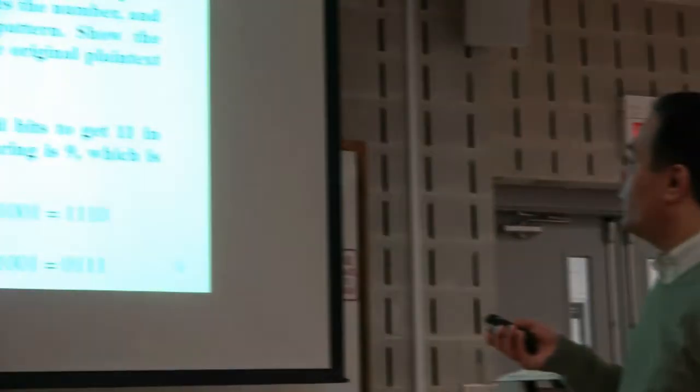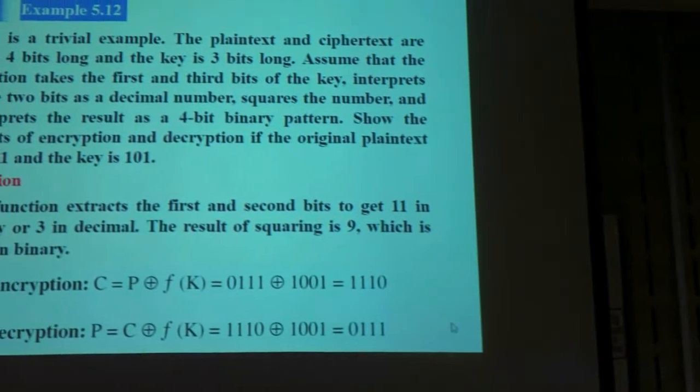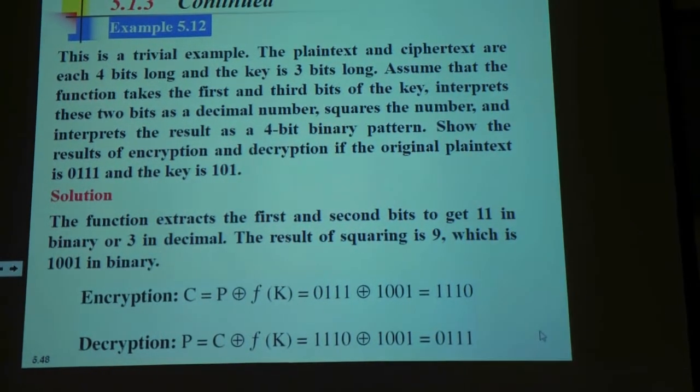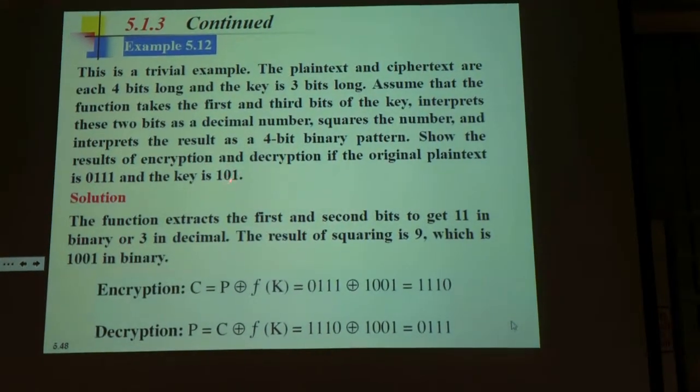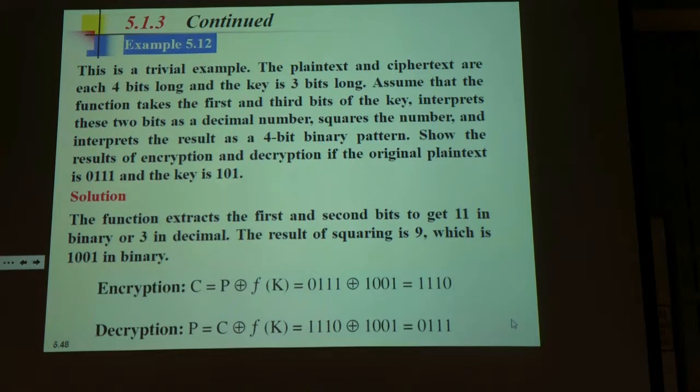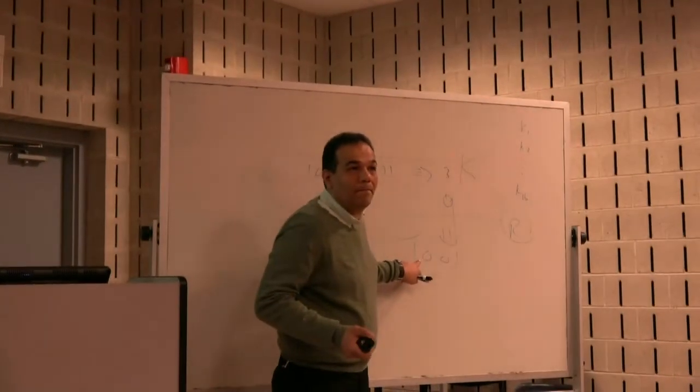Show the results of the encryption and decryption if the original plain text is 0111 and the key is 011. Very simple. So 011, it will be 3 squared, 9, which is 1001. So that's what we did actually. So plain text 0111, that's given to us somewhere here, and then 1001 is what we got in here. The function, right? XOR then gave you this.